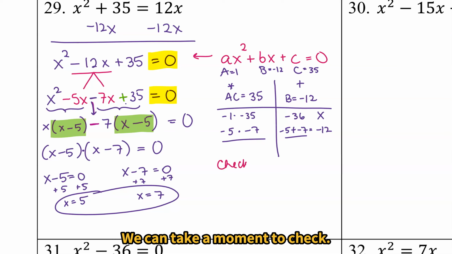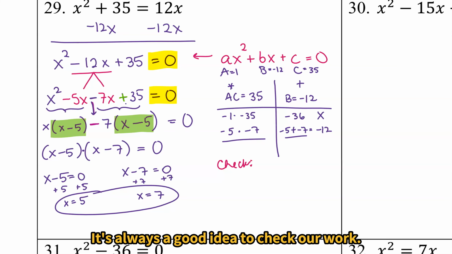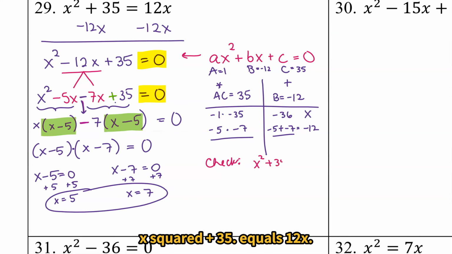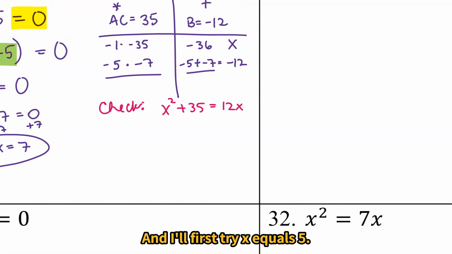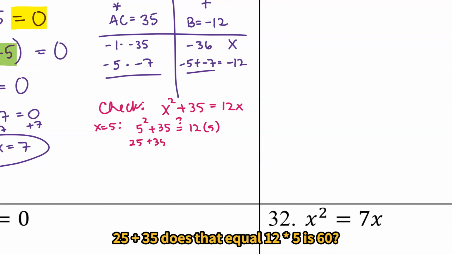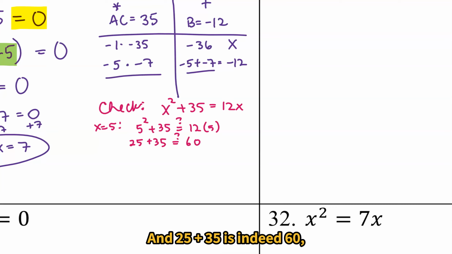We can take a moment to check. It's always a good idea to check our work. I'm going to go all the way up to the original x squared plus 35 equals 12x. And I'll first try x equals 5. 5 squared plus 35. Does that equal 12 times 5? 25 plus 35. Does that equal 12 times 5, which is 60? And 25 plus 35 is indeed 60.